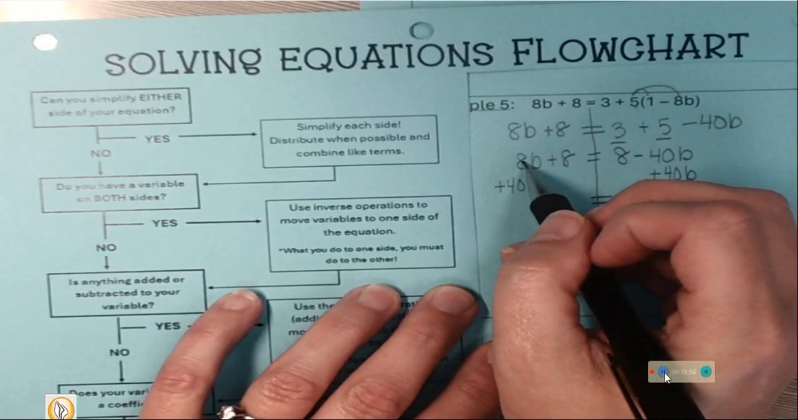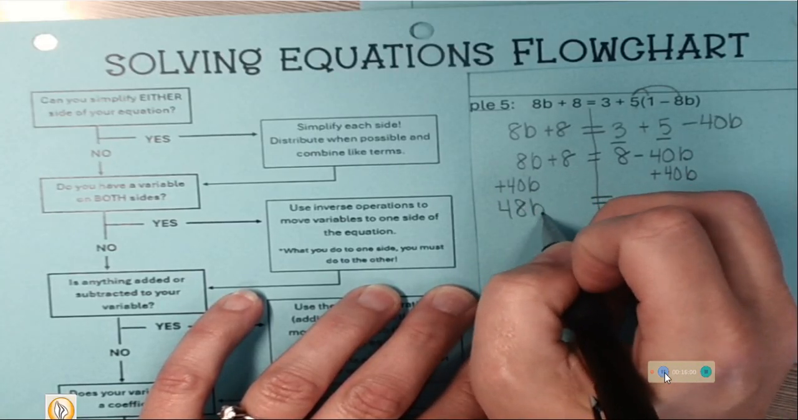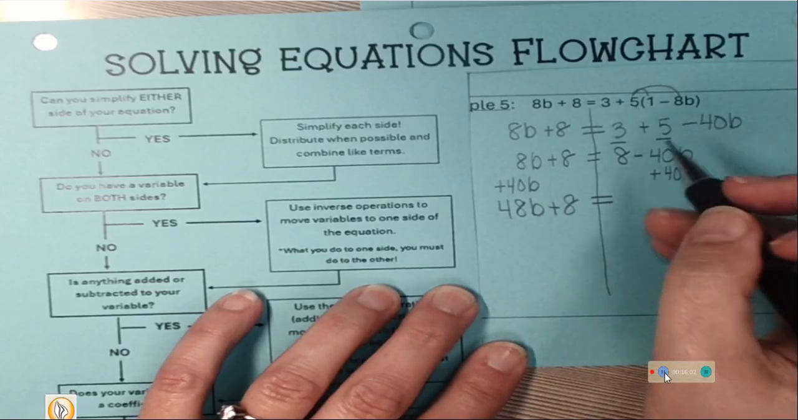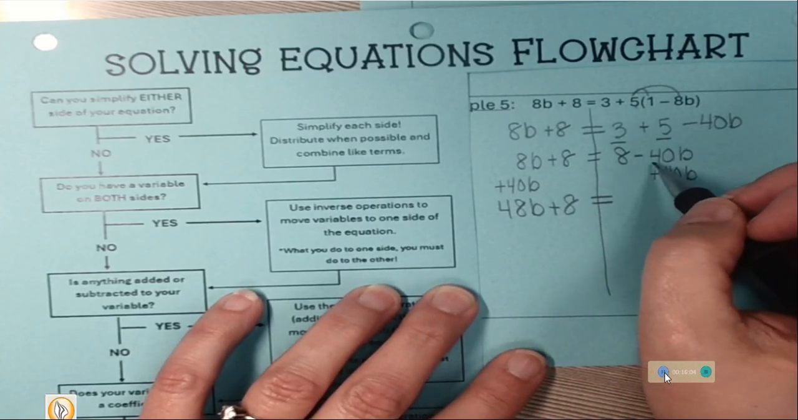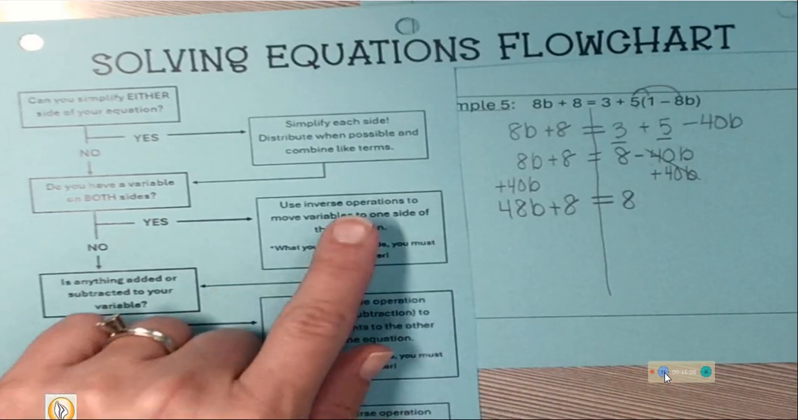So 8b plus 40b is how much? 48b. Bring down your plus 8. Now, 40 minus 40 goes away, and what are you left with right here? You're left with 8.